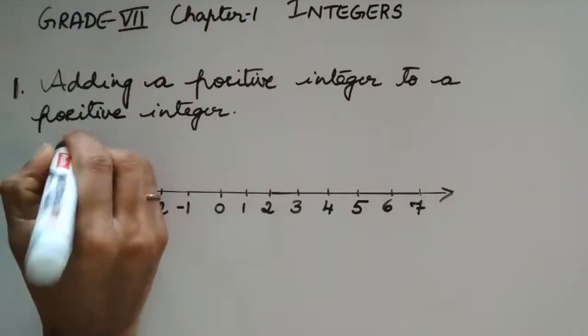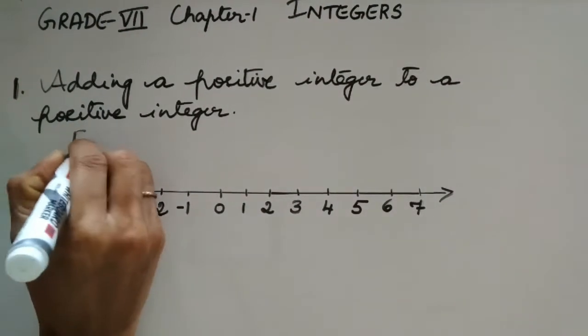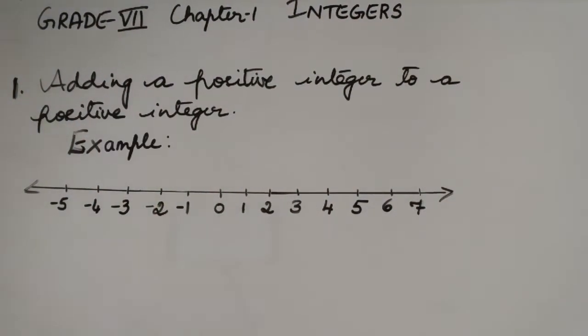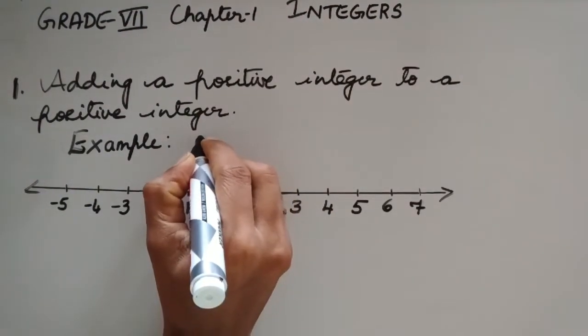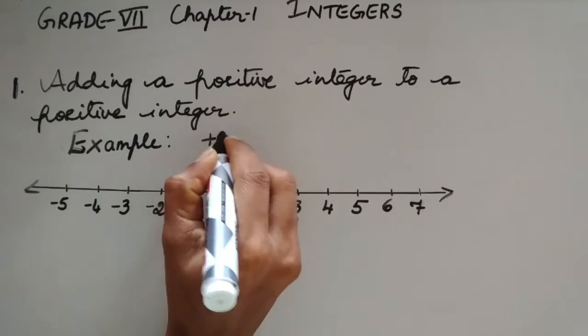Today, let us learn the method of adding a positive integer to a positive integer on the number line. So, I will take an example, that is adding a positive integer. Suppose I take a positive integer, that is plus 5.